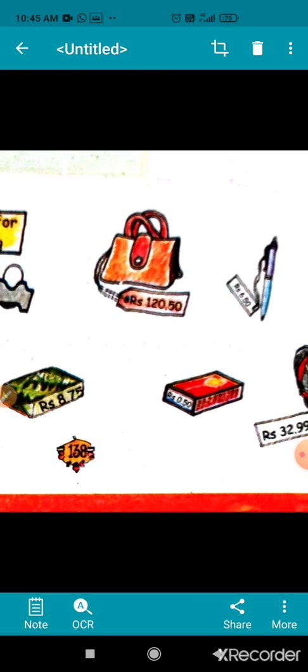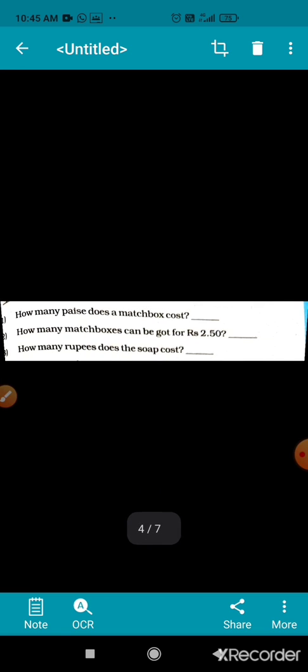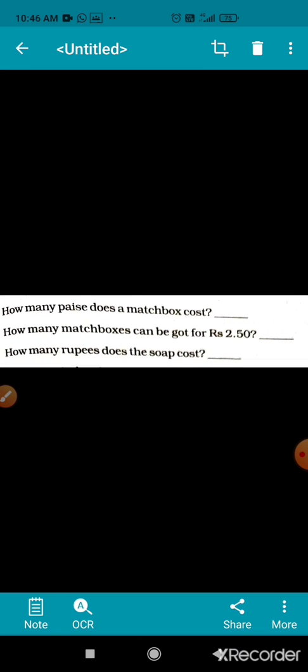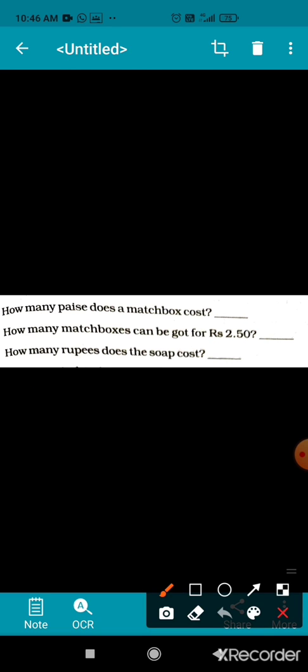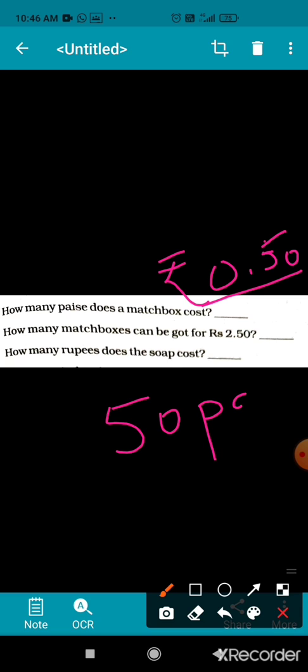Okay, you know the prices of different items. Now let us see this question. How many paisa does a matchbox cost? So matchbox cost is 0.50 rupees. Or how will you read this amount? 50 paisa. So you can write this way also, or you can write 50 paisa.